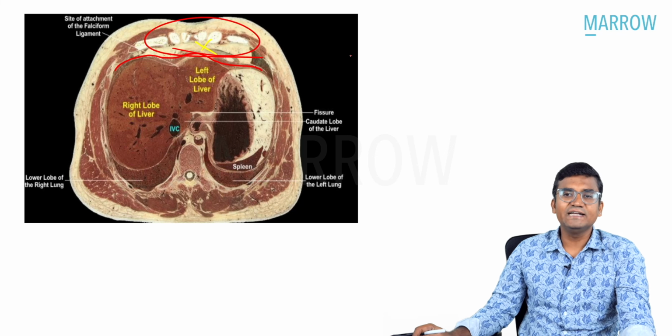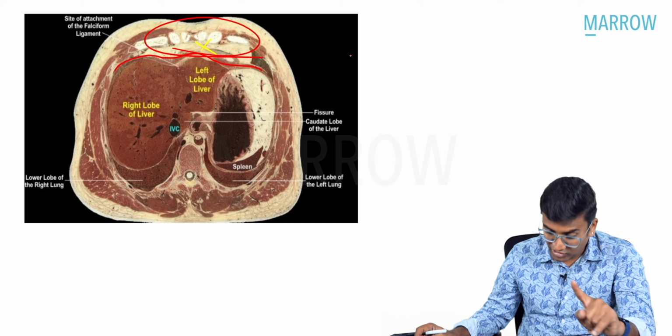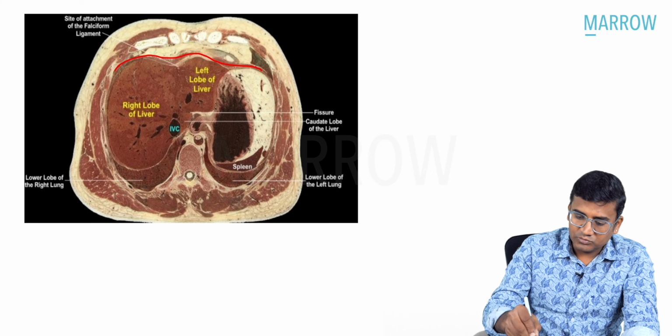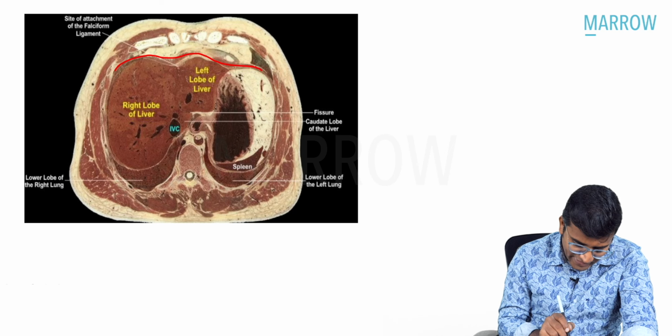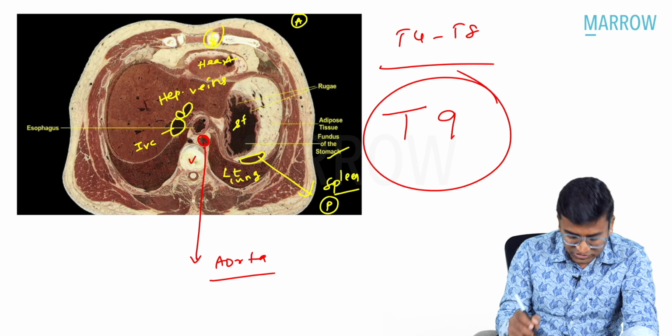You're not seeing any part of the heart here. So heart, you won't see anything. Number 2. Now see the hepatic veins and IVC. The hepatic veins and IVC, they are very close.